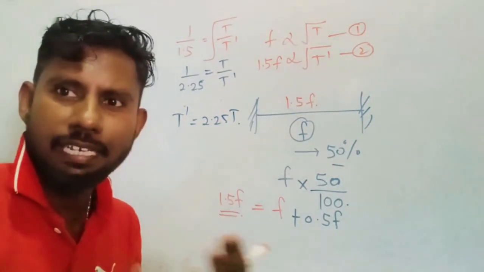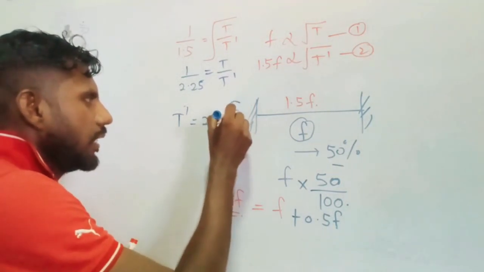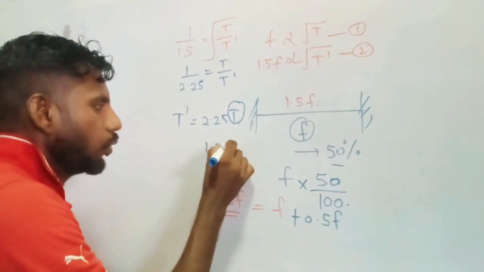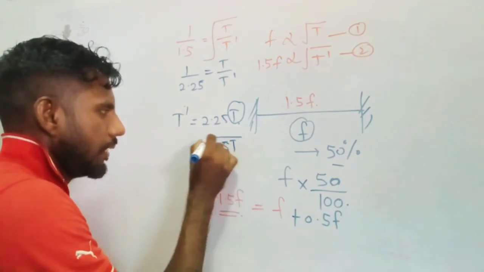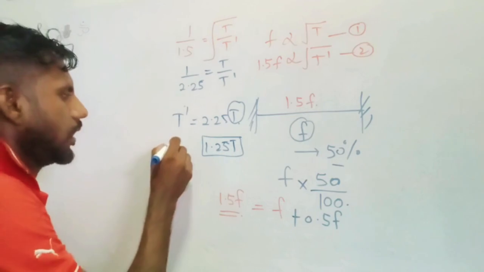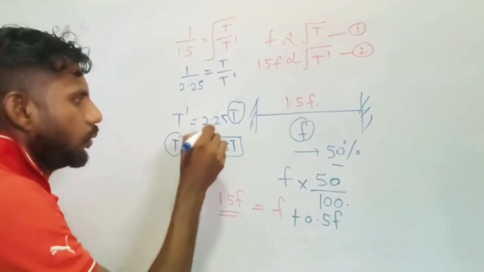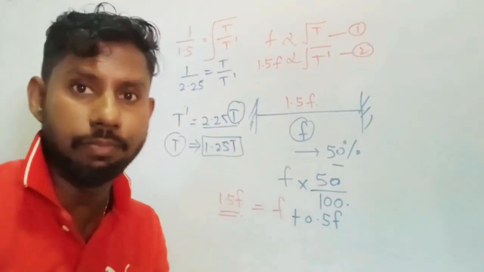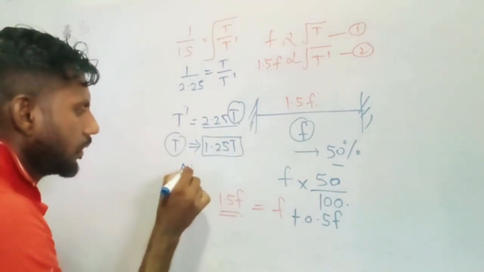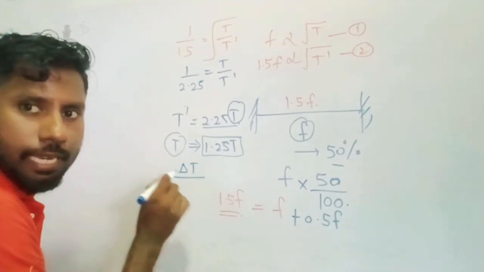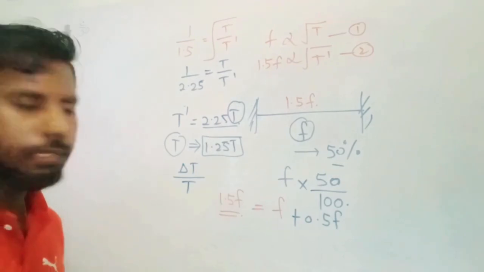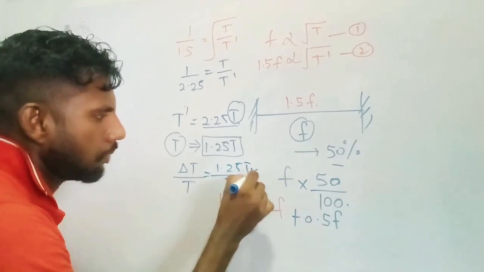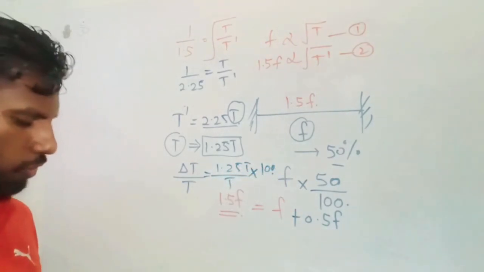So what's the increment here now? It was earlier T, now it's 2.25 T. So that means 1.25 T is the increment. Initial value T, final value 2.25 T, so 1.25 T is the increment. They are asking us the percentage change in tension, the change divided by the original tension. The change is 1.25 T, original is T, multiplied by 100, we get 125%.